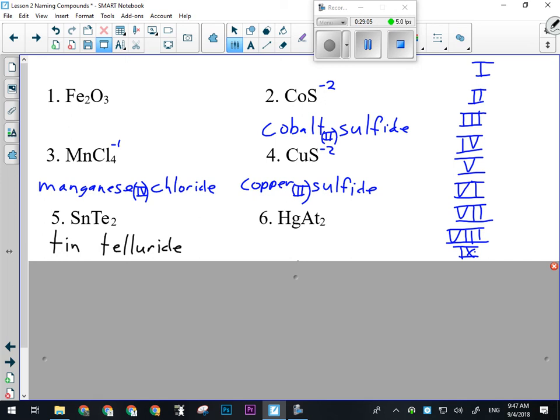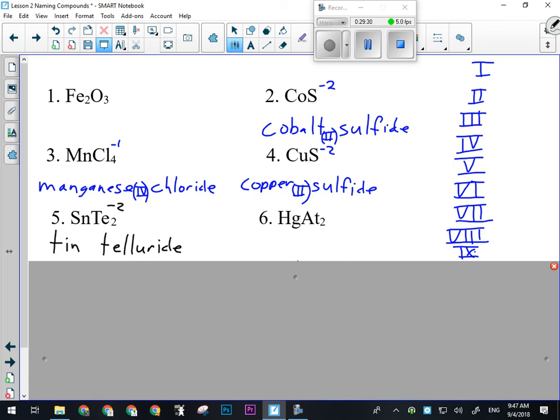All right, what Roman numeral am I putting in there? What's the charge on tellurium? -2. Okay, so tellurium is a -2. How many telluriums are there? 2. This is why I said don't just reverse the drop and swap. It's only going to be right about 2/3 of the time. Here's one of those other times.